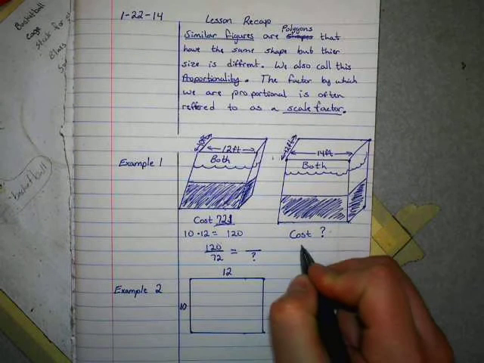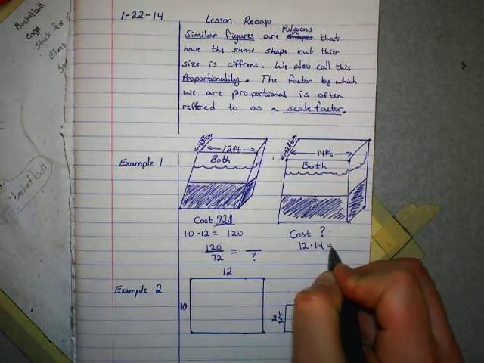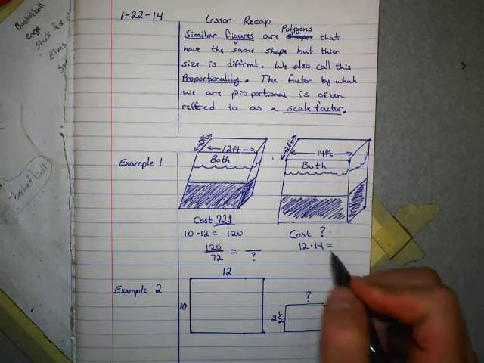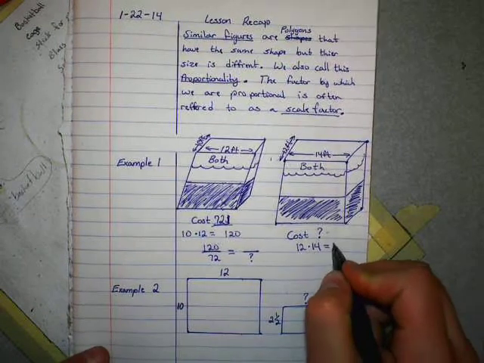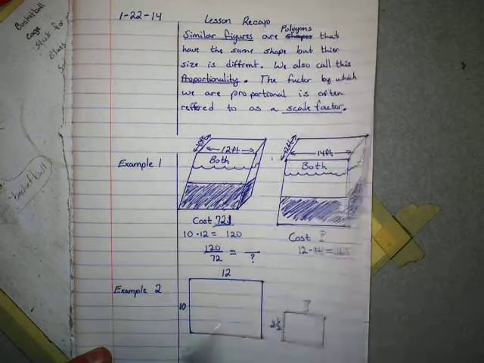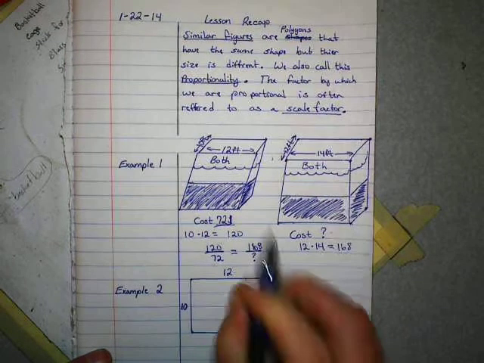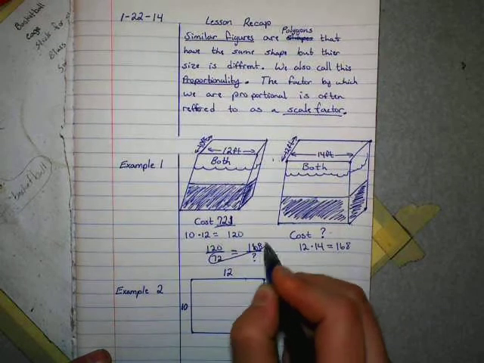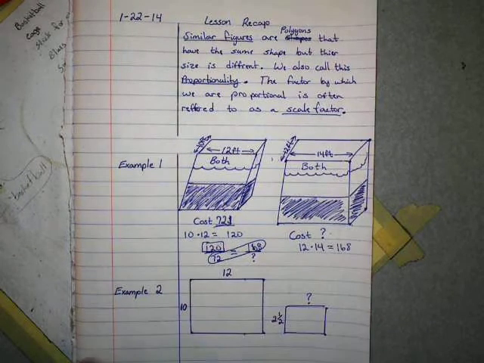Now, 12 times 14 is a little tougher to do in your head, but if you start with 12 times 12 and know that that's 144, you can add 24 to that. So 12 times 14 gives you 168 square feet. So here's our 168 square feet. Now if we cross multiply and divide, we'll find our answer.